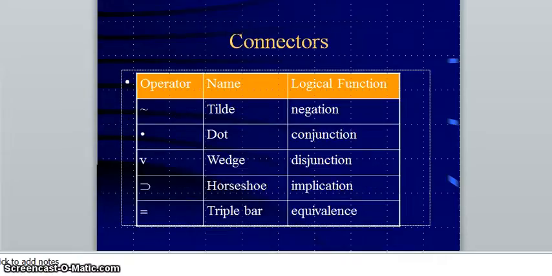When we talk about symbolic logic, we're going to use connectors. And these are the 5 connectors that we use. The tilde, which is the negative sign. The dot, which is conjunction, so it joins two things together. The wedge separates things. The horseshoe deals with complications or implications. And then we have the triple bar, which deals with the idea of equivalence.